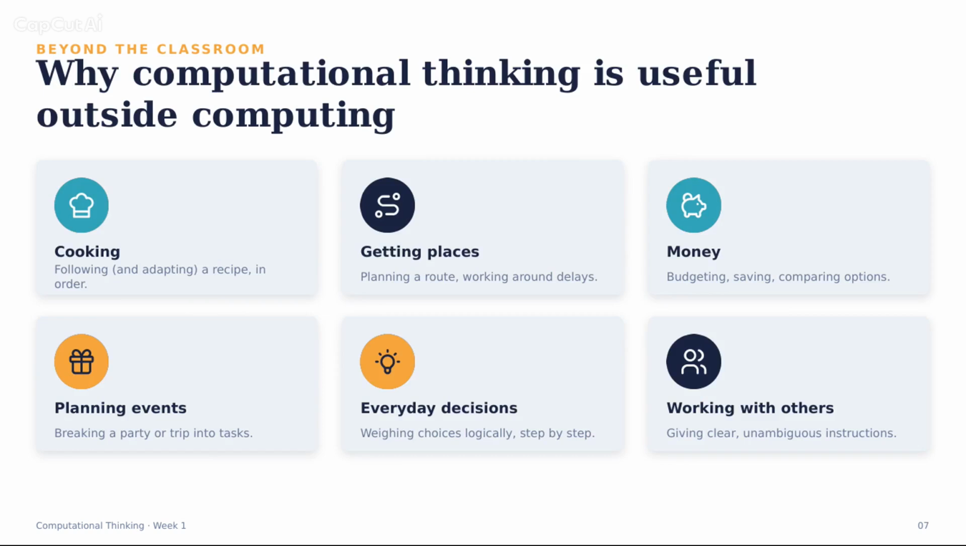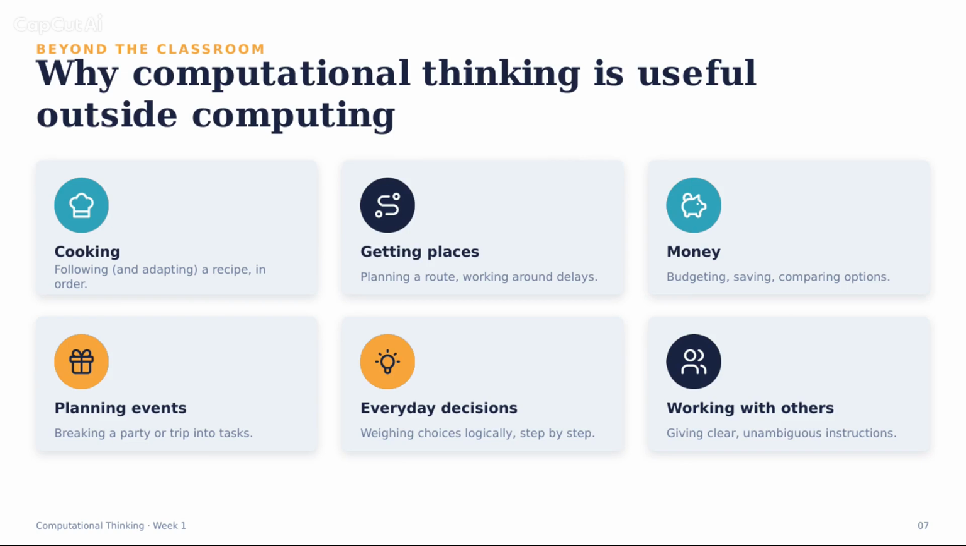You need clarity. And that's why this skill shows up everywhere: cooking, following or adapting a recipe in order, getting places, planning a route and working around delays, money, budgeting and comparing options, planning events, making everyday decisions, even just working with other people and giving clear instructions. Computational thinking isn't a computer science topic that happens to be useful elsewhere. It's a life skill that computer science happens to formalize.